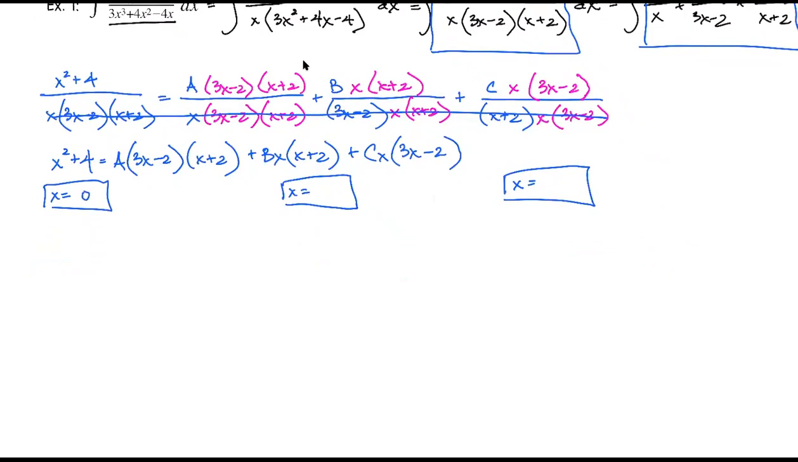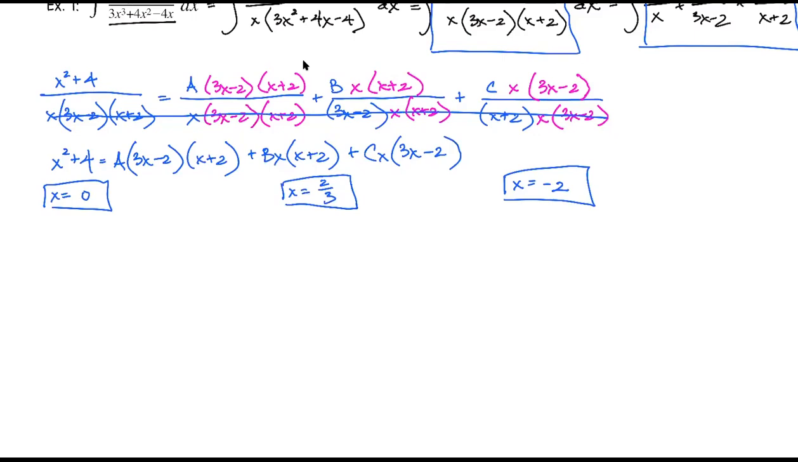It doesn't really matter which order you do this in, okay? 2/3 is another one. And then the last good number? -2, yeah, -2, all right? So we'll give you a little bit of time to calculate this out and find what your values are for A, B, and C, okay?